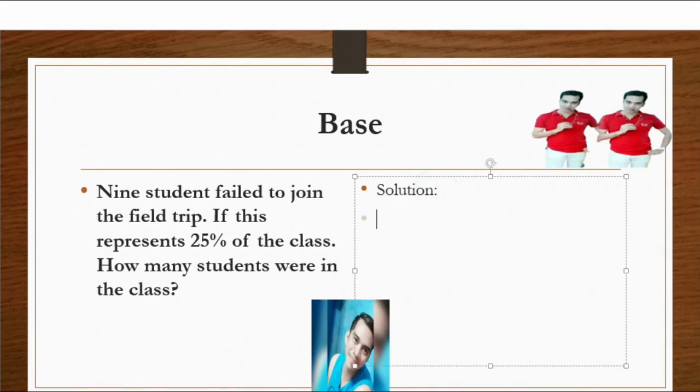Solution, apply the formula. Base equals percentage divided by rate. Percentage in the problem is 9. Then divide by the rate 25. So 9 times 100 equals 900. Then divide by 25. So 900 divided by 25, the answer is 36. So the number of students in the class is 36. Again, the answer is 36.